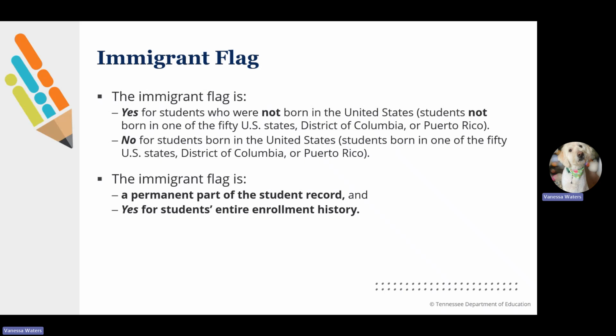The immigrant flag will be yes for students who were not born in one of the 50 U.S. states, the District of Columbia, or Puerto Rico, and no for students who are born in the United States. It is important to note that the immigrant flag is a permanent part of the student's record and will be yes for students the entire enrollment history. Please be sure that you do not remove the yes.